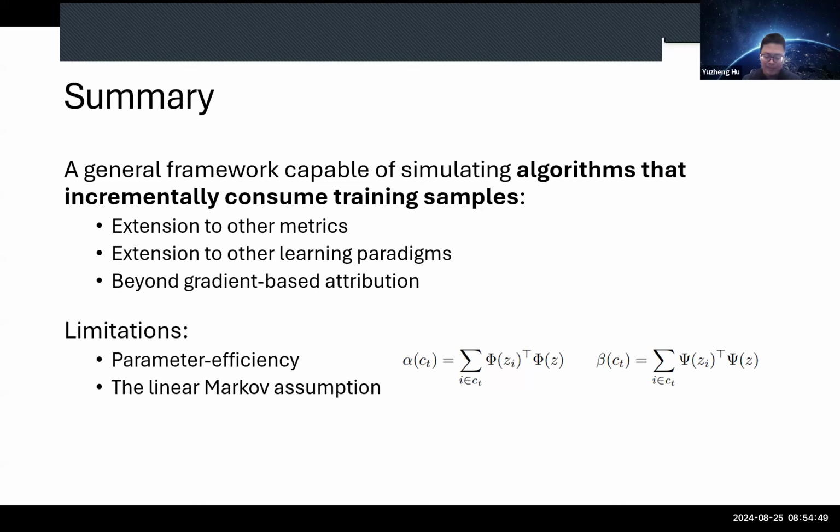For instance, it is likely that there are some supermodular interactions between samples. For instance, at step 1, I learned that A belongs to B, and at step 2, I learned that B belongs to C. So it's only possible for you to learn that A belongs to C when you are combining these two steps together. So this is not captured in the current linear Markov assumption.